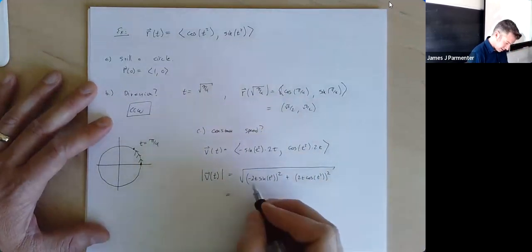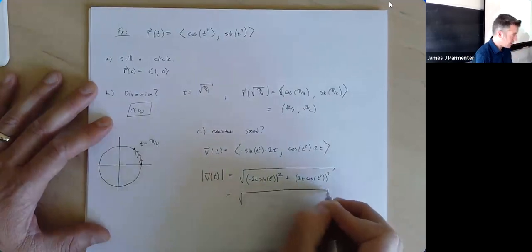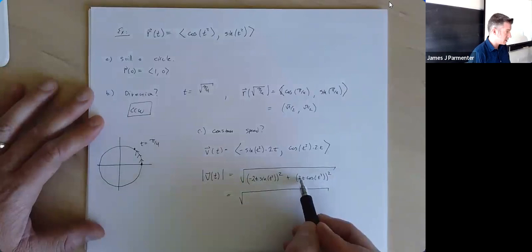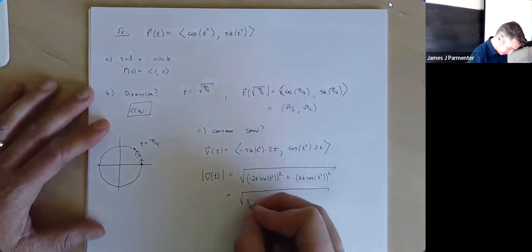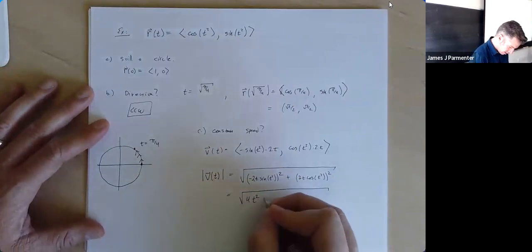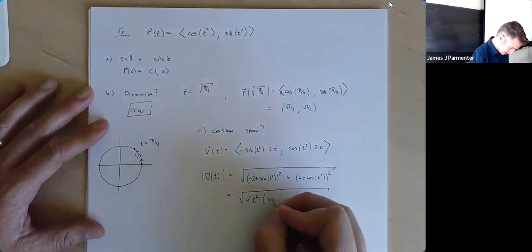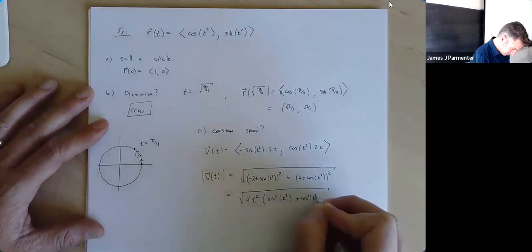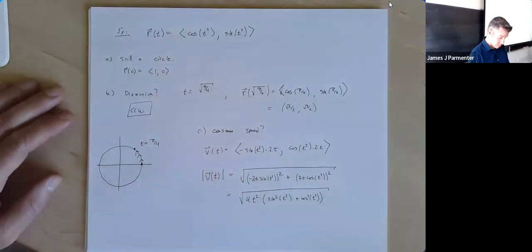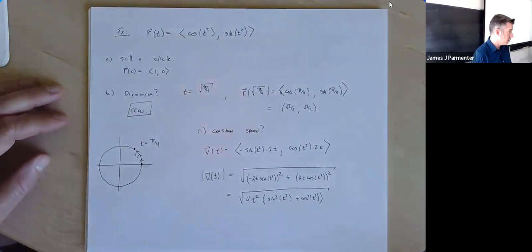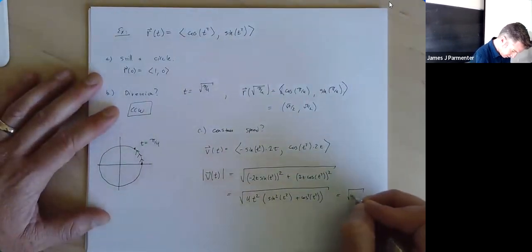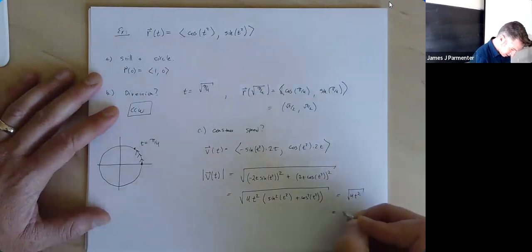When I simplify that, if I was trying to be efficient about this, I see I'm going to get a 4t squared here and a 4t squared here, and this will factor out. If I factor out the 4t squared, I'm left with sine squared of t squared plus cosine squared of t squared. And those add to 1, a trig identity. So this is really just going to be the square root of 4t squared, which is really just 2 times the absolute value of t.